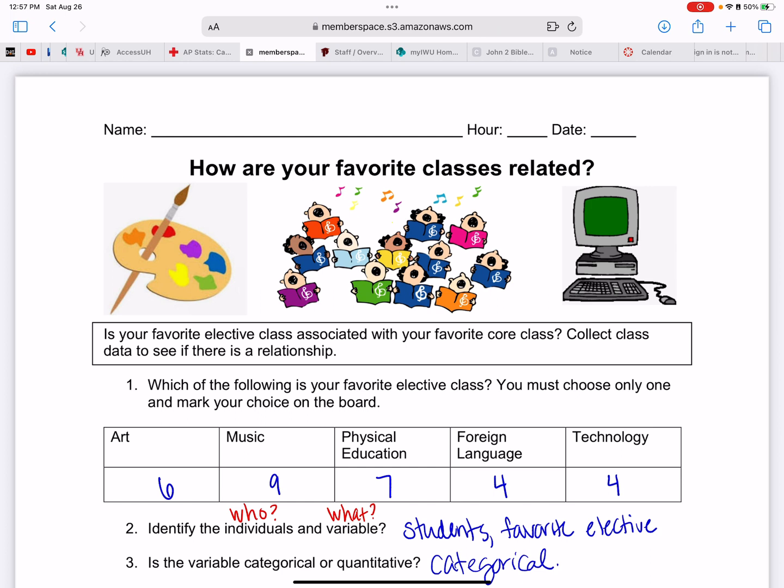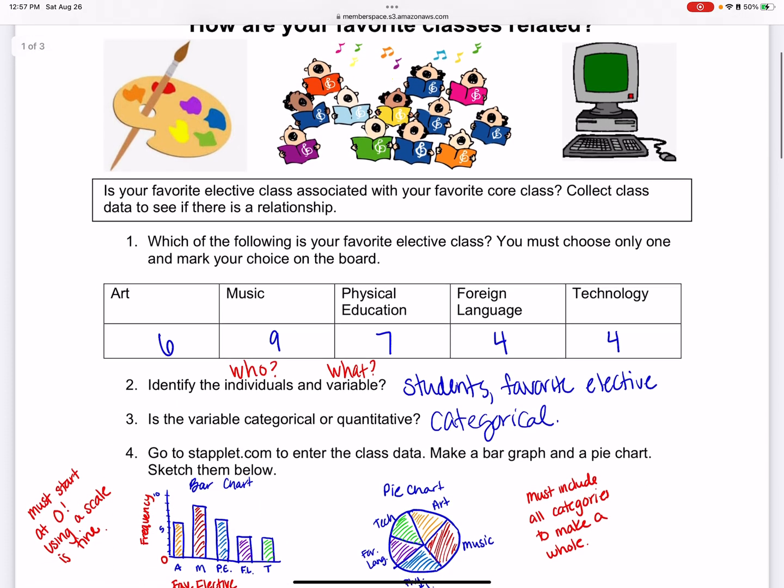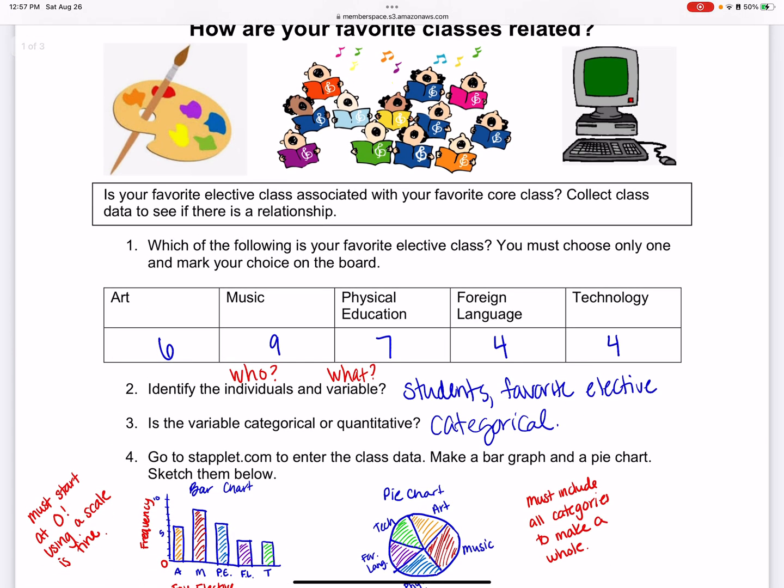So the first thing we did is I went ahead and asked everybody, what's your favorite elective class? Art, music, physical education, foreign language, or technology? I went ahead and got the data, and I'm identifying the variables and the individuals. And remember, the individuals is my who. The who is actually the particular thing that I'm studying. And in this particular aspect, we are studying students in your AP statistics class. The what is the variable, and the variable is the favorite elective.